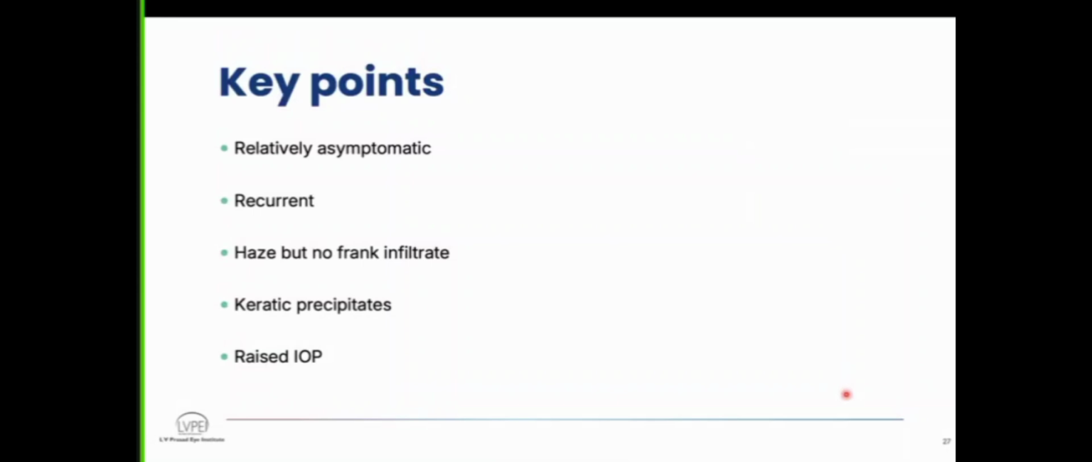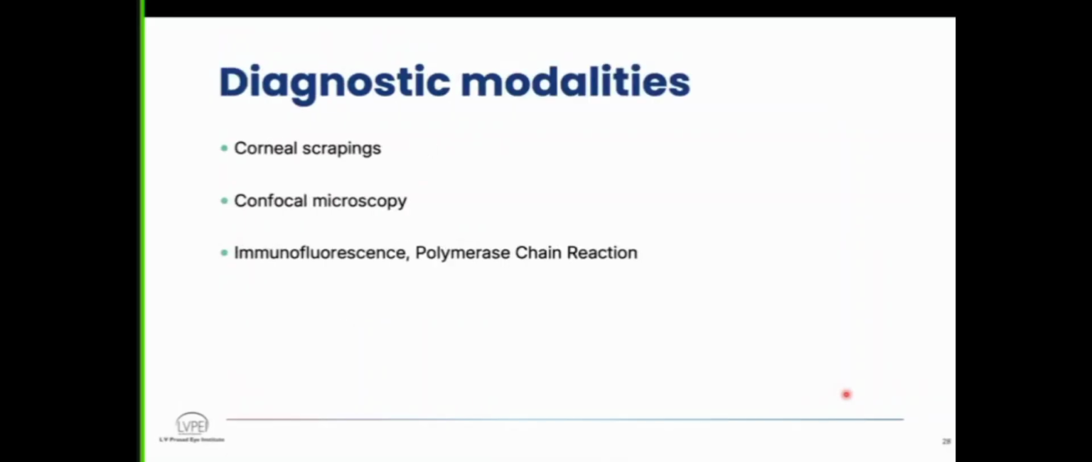There are keratic precipitates, and an important thing is that if the anterior chamber is also involved, these patients can often present with raised IOP. So you may have corneal edema with raised IOP, which you may misdiagnose as angle closure. So that is one of the key differential diagnoses.